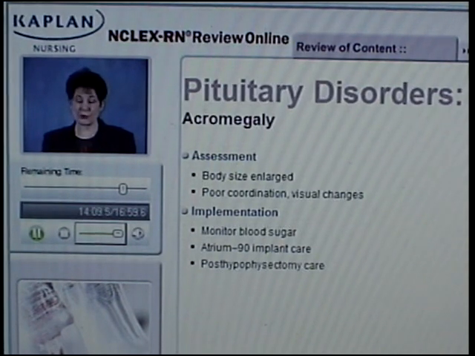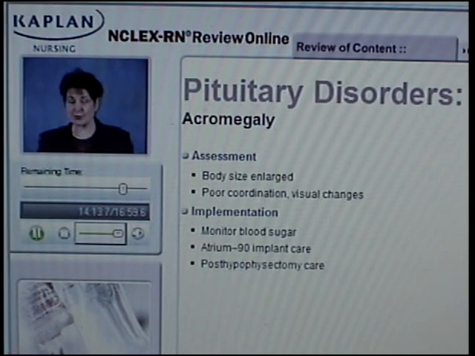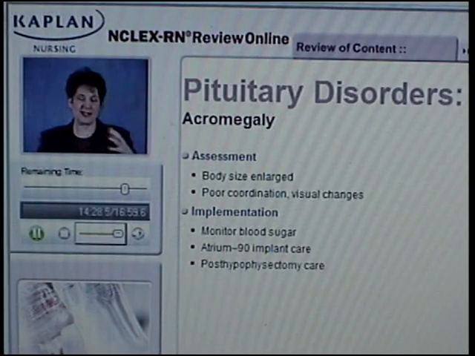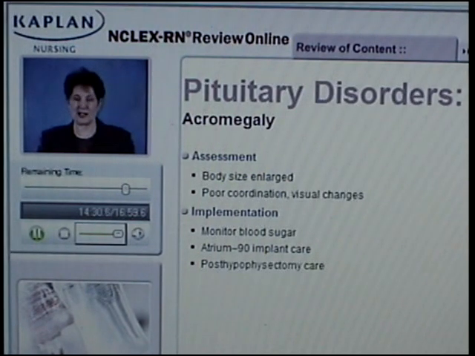Another pituitary disorder is acromegaly. Acromegaly is hypersecretion of growth hormone that occurs after maturity. So what you see here is kind of the opposite of dwarfism. The body size is enlarged, but because it happens after maturity, it doesn't happen evenly. They're not just evenly enlarged. Different parts are larger than others.